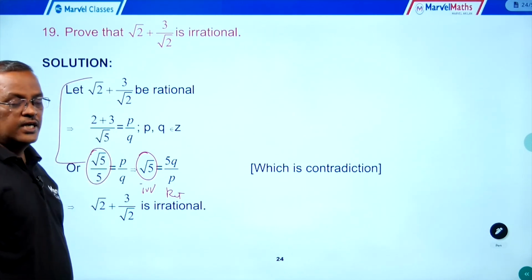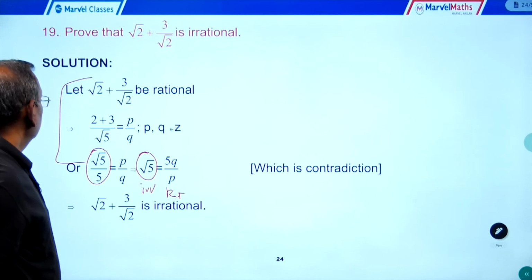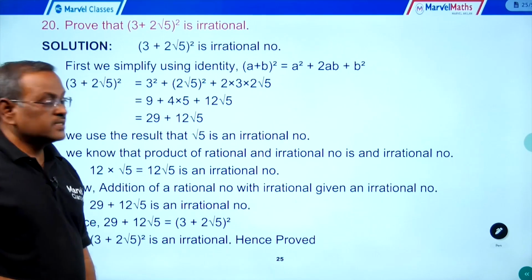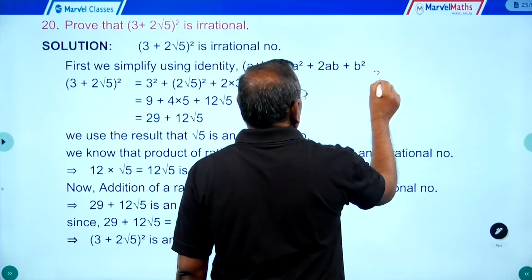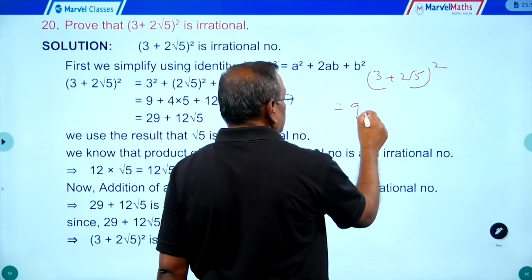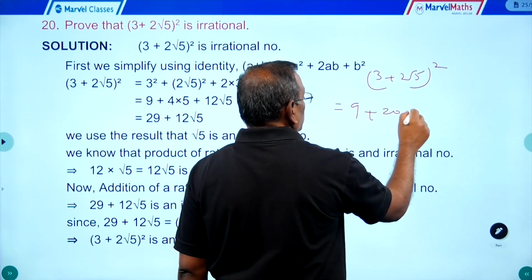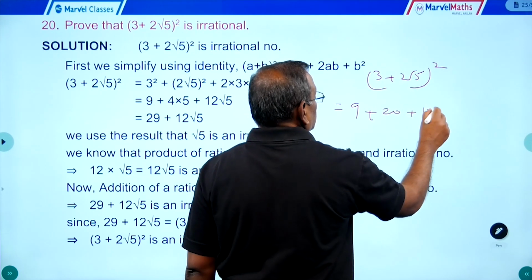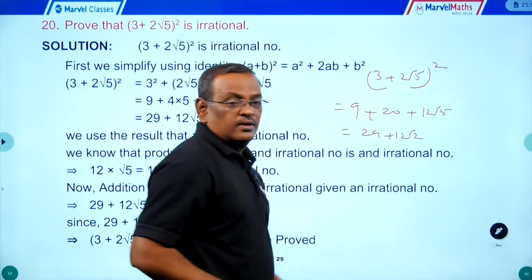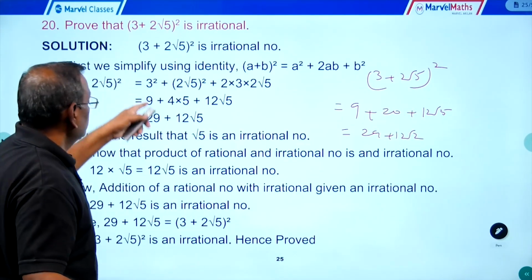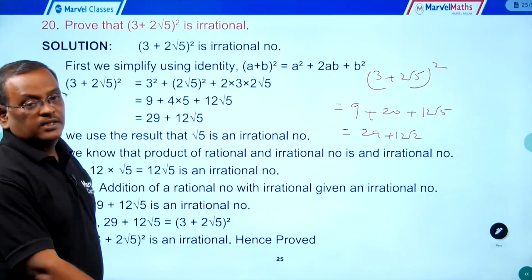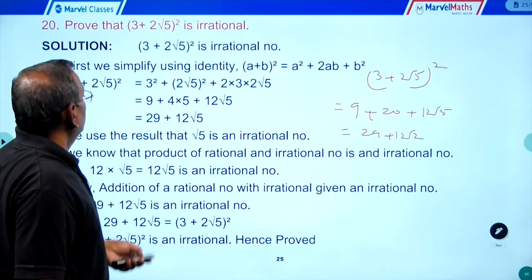Focus on all types of problems to get full marks in this section. And yes, another new pattern, 3 plus 2 root 5 the whole square. Again it is not in standard form. Squaring this: 3 plus 2 root 5 the whole square equals 3 square, which is 9, plus 2 root 5 square, which is 20, plus 2ab, 2 into 3, 6, into 2 root 5, which is 12 root 5, equal to 29 plus 12 root 5. Hereafter you can prove this is an irrational number. Squaring on both sides, the final answer is in standard form, 29 plus 12 root 5, then apply the method of contradiction. So another very important question.